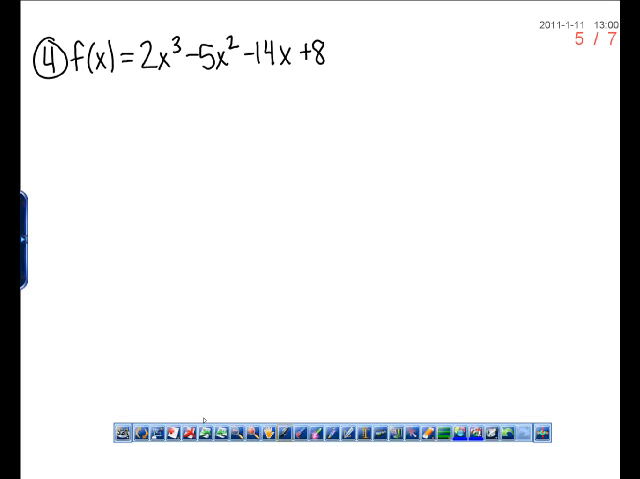I want to find the roots of 2x cubed minus 5x squared minus 14x plus 8. So would you see if you can come up with the list of possible rational roots? I want you to think about what your constant is, what your leading coefficient is. Write out your lists and think about what your list of possible roots are.